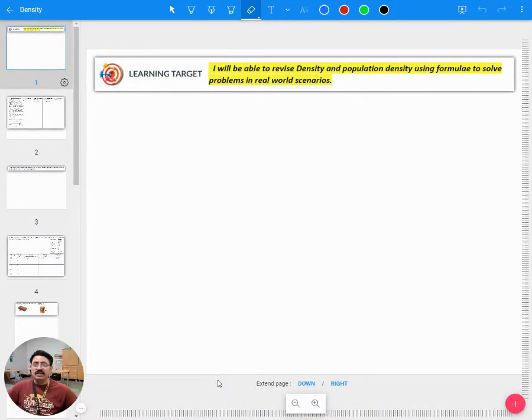In today's session, I will revise the density, that is material density and population density, using the formulae to solve problems in real world scenarios.